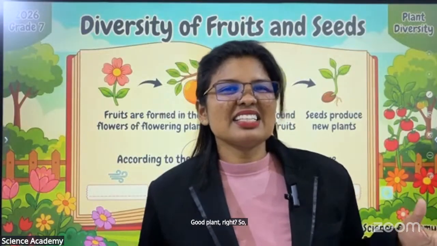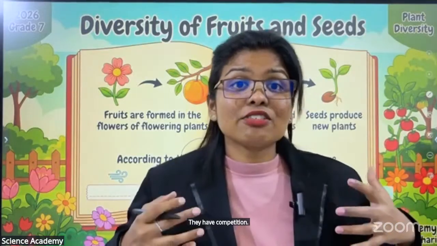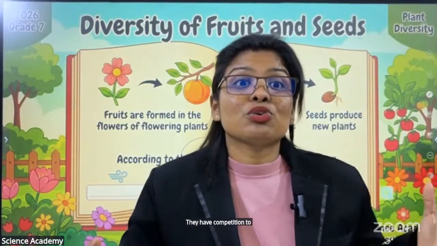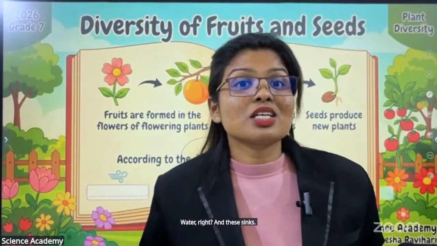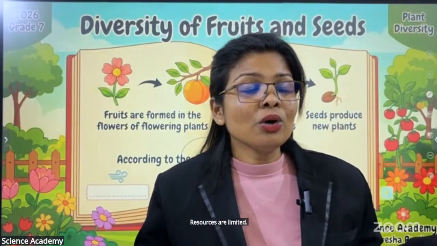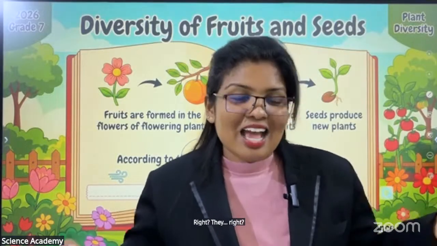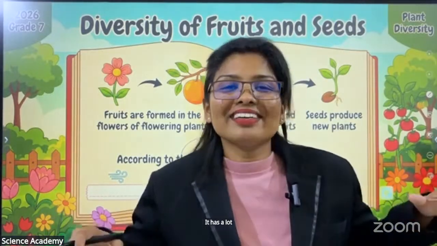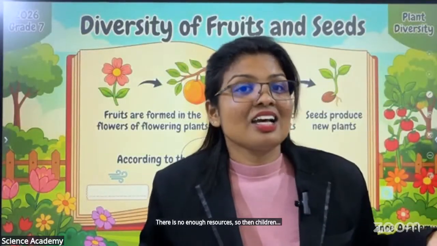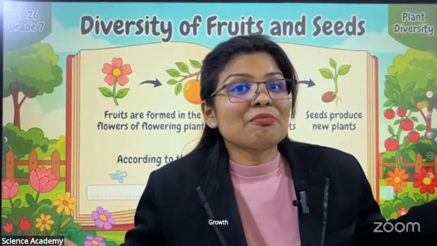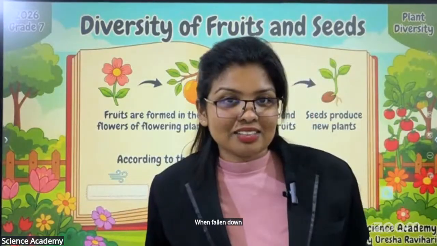So why? What is the reason for that? They have competition. They have competition to share nutrients, water, right? Resources are limited. Although it has a lot of babies, right? It has a lot of small plants. There are not enough resources. So children, growth and development may be unsuccessful when seeds fall down under the mother plant.